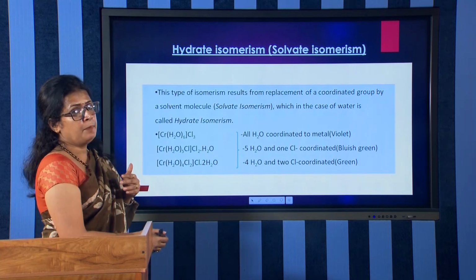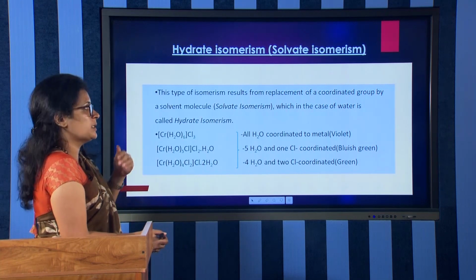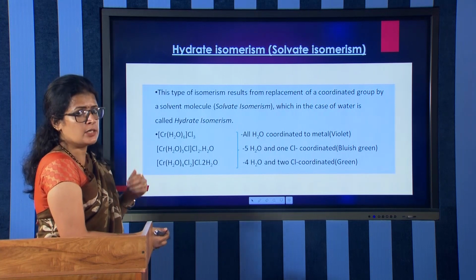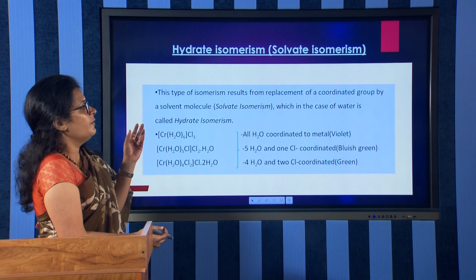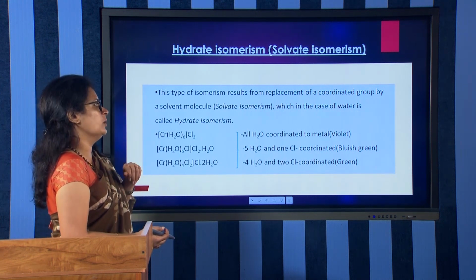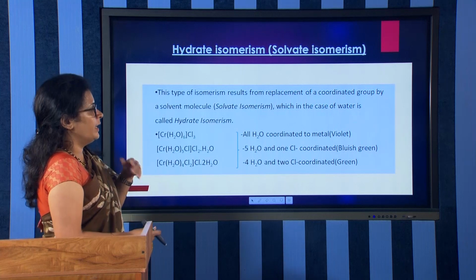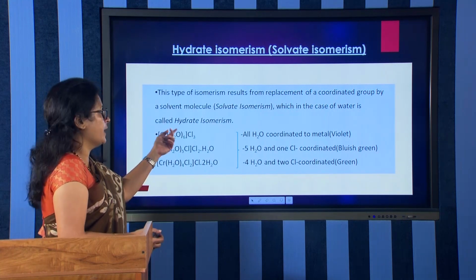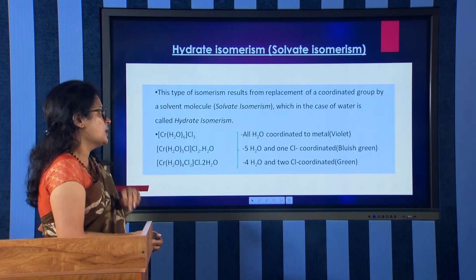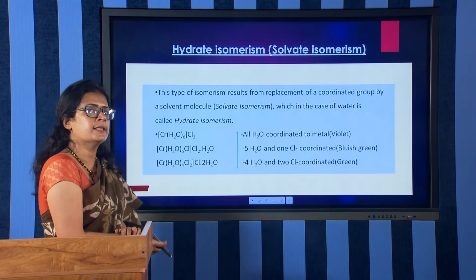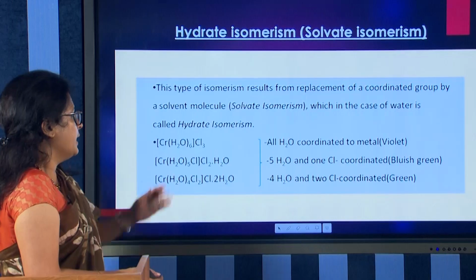And now, the second type of structural isomerism is hydrate isomerism. It is otherwise called solvate isomerism also. This type of isomerism results from the replacement of a coordinated group by a solvent molecule. That is why it is called solvate isomerism. That is, here we are replacing a group in the coordination sphere with a solvent molecule. When the solvent molecule is water, it is called hydrate isomerism, or generally you can call it solvate isomerism. Here are the examples.